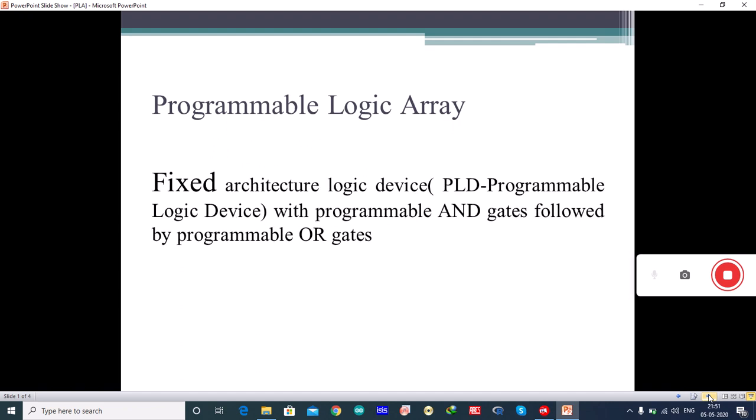This is a type of fixed architecture logic device. This fixed architecture logic device is referred to as PLD sometimes. It is a programmable logic device with programmable AND gates followed by programmable OR gates. You will come to know what programmable AND gates and programmable OR gates are in a few minutes if you follow the lecture carefully.